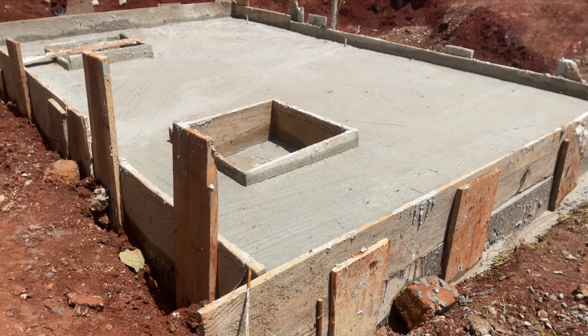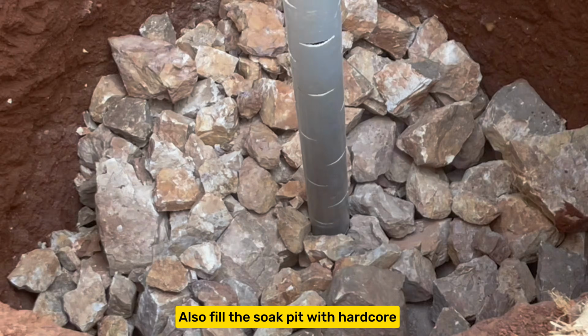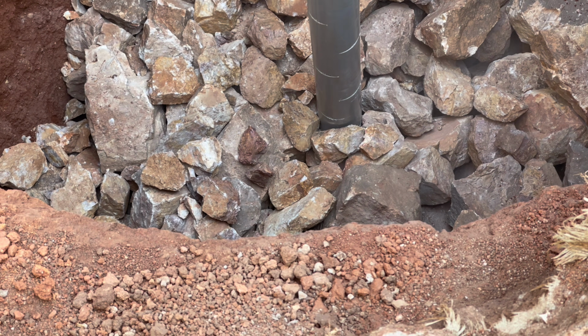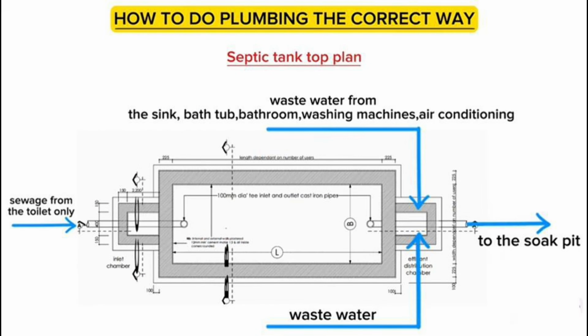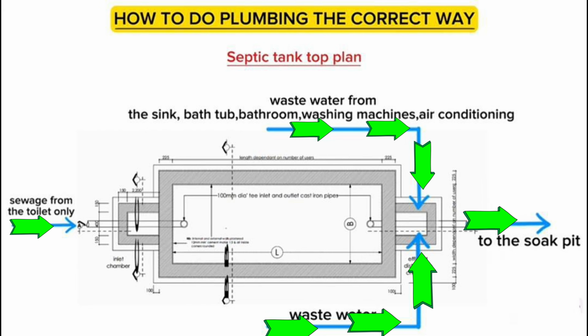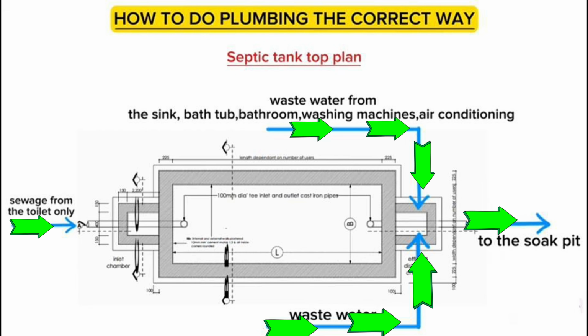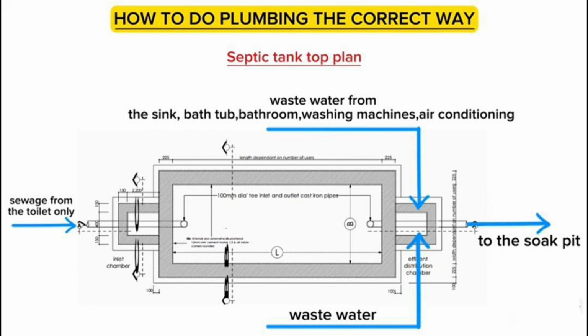Also, be sure to fill the soak pit with hardcore or stones with a heavy-duty PVC pipe at the center of the pit. You also have to do plumbing in such a way that only sewage from the toilet goes into the septic tank. Any other wastewater from the house should go directly to the soak pit. When you add everything including sewage and wastewater through the inlet pipe of the septic tank, you will need pumping every 2 to 5 years.